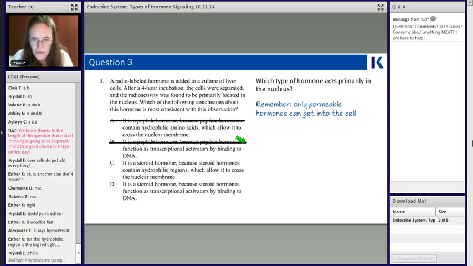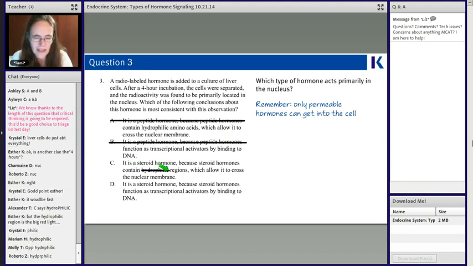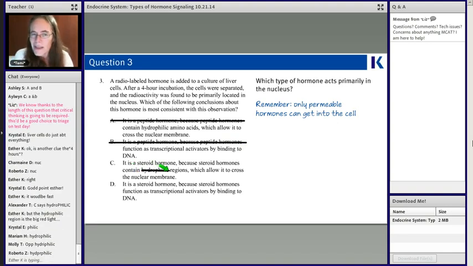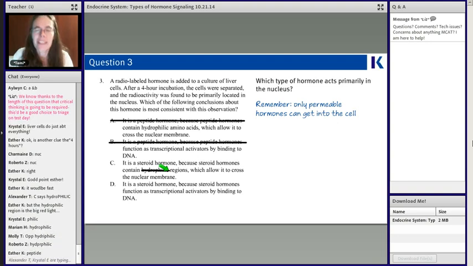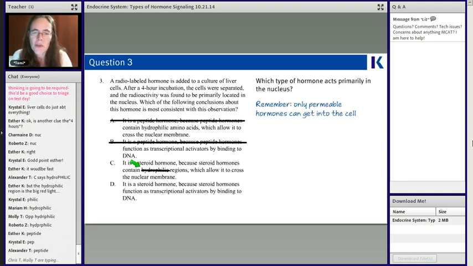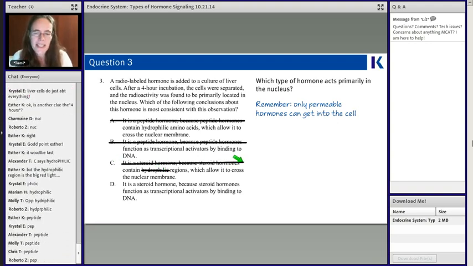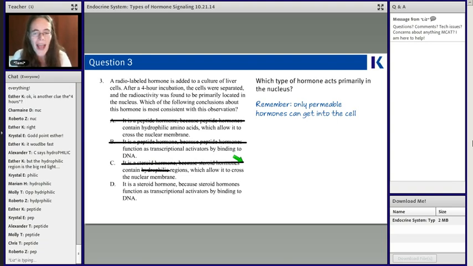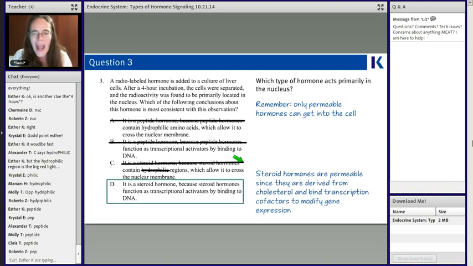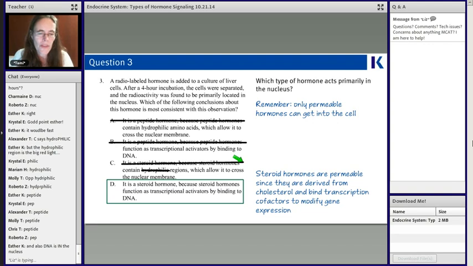Yeah, hydrophilic. Huge, huge red light. If it's hydrophilic, what type of hormone is it? There you go. Perfect. It's peptide. So C's a goner. D says it's a steroid hormone because steroid hormones function as transcriptional activators by binding to DNA. Yes, it absolutely allows them to bind to the DNA.